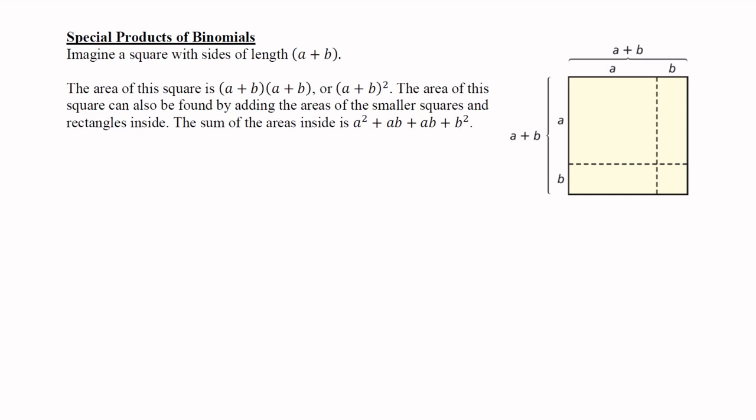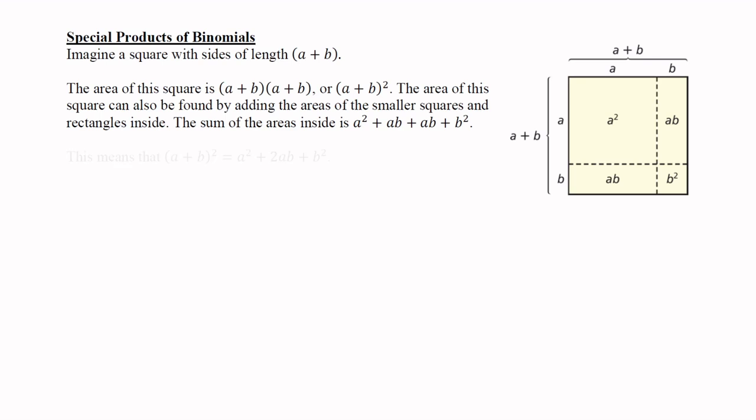The area of the square can also be found by adding the areas of the smaller squares and rectangles inside. So if we take the four portions that we have divided the square into, you have a portion that is a times a, which gives us a squared. Then we also have a rectangle that is a times b, which is ab. Then we have another rectangle, which is b times a, which is also ab. And then we have the final right-hand corner, that is b squared, b times b.